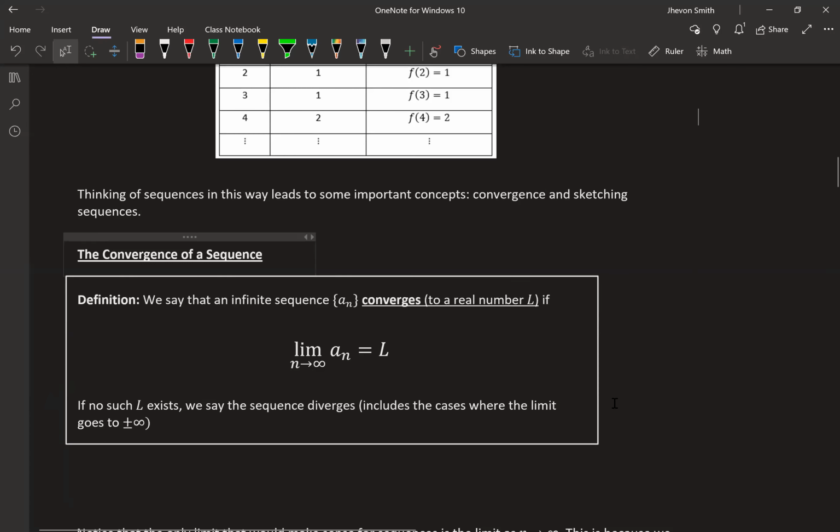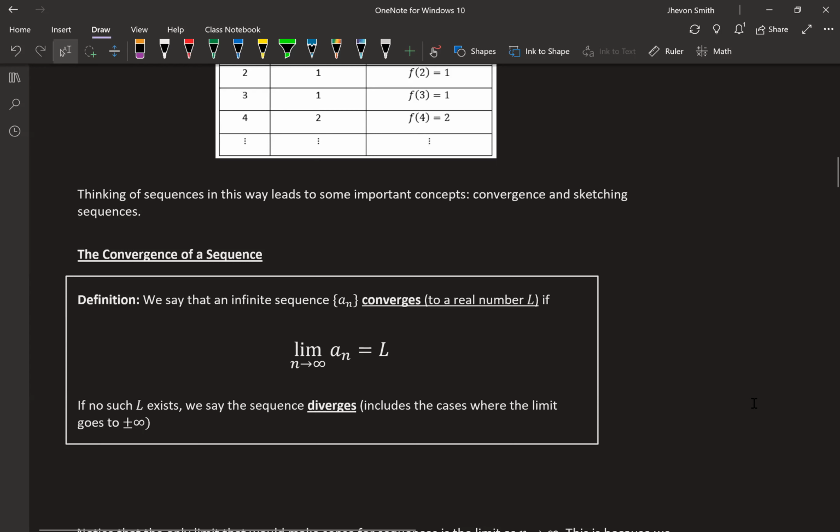So let's talk about convergence of a sequence. If I can think of a sequence in terms of a formula and a function, I can consider the limit of that function. We can say that an infinite sequence, this doesn't work for a finite sequence, converges to a number L if the limit of that sequence as n approaches infinity goes to L. If no such L exists, we say the sequence diverges. Right, so that's defining the phrase diverges. This includes the case where the limit goes off to infinity or does not exist.